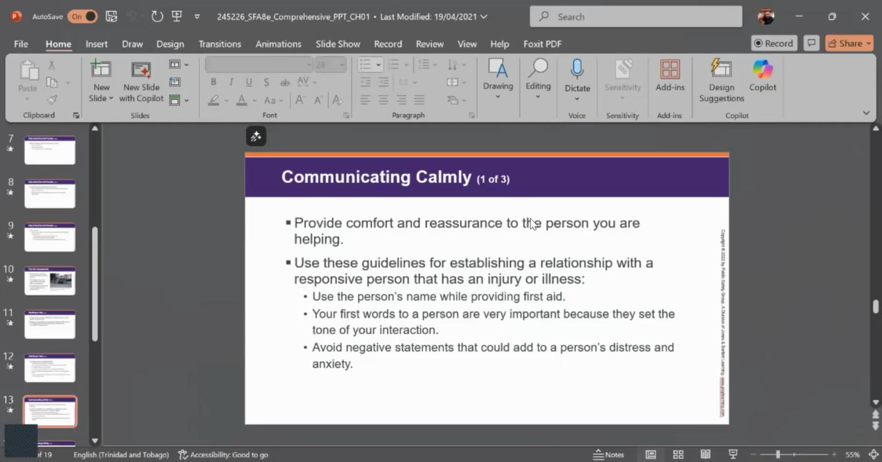Avoid negative statements. Now let's go back to the first words, right? You approach the person, you see the person sitting on the side of the vehicle, and you're like, were you alive, boy? I swear somebody dead the way I see that car mash up. What do you think the person is going to have going through their minds? Tell me, what do you think? Let me hear your comments. That they're going to die. That they're going to die. Anybody else?